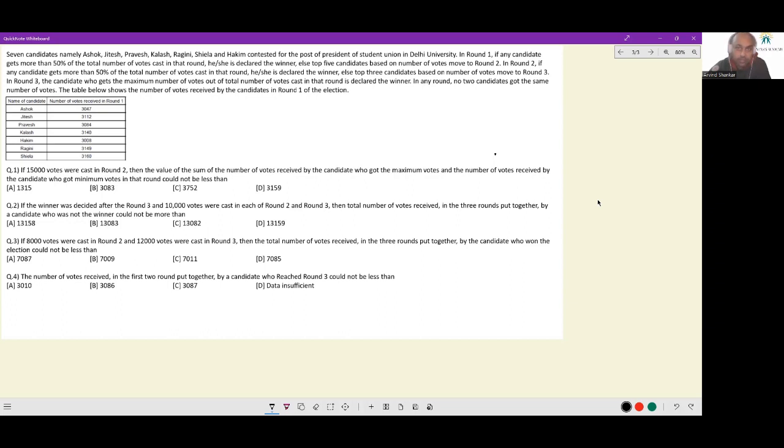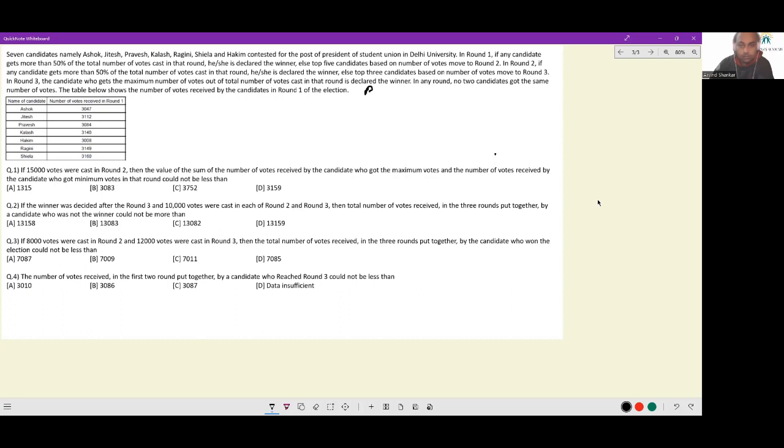Else, top 5 candidates based on the number of votes move to round 2. So from 7, we are reducing the field to 5. In round 2, if any candidate gets more than 50% of the total number of votes cast in that round, he is declared the winner. Else, top 3 candidates based on the number of votes move to round 3. Again, we are reducing the field.